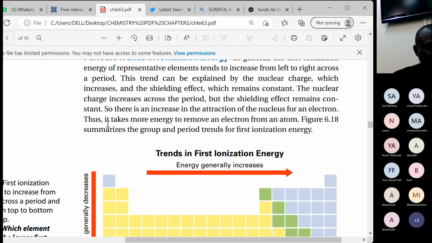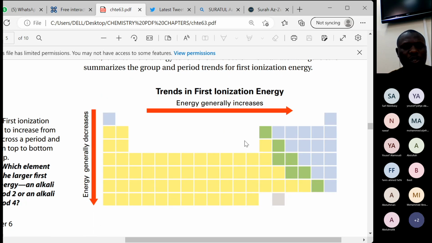As a result, it takes more energy to remove an electron from an atom. Figure 6.18 summarizes the group and period trends for first ionization energy. So across the period from left to right, the energy required to remove an electron increases. Why? Because the nuclear charge becomes stronger as you move from left to right, so you need more energy to remove an electron. Because of this, ionization energy increases from left to right.